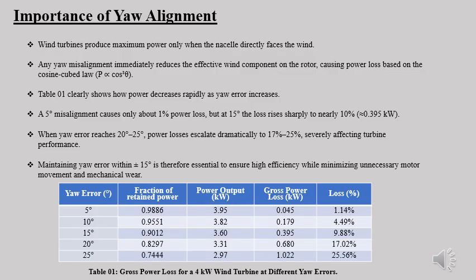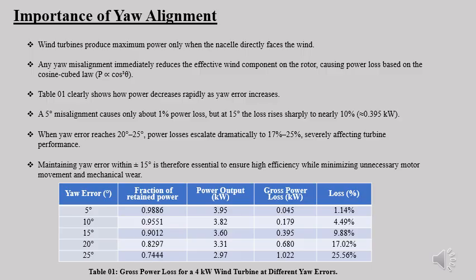Moving on to the importance of air alignment, this slide explains why keeping the turbine facing the wind is critical for power generation. A turbine delivers its maximum output only when the nacelle is directly aligned with the incoming wind. Even a small misalignment reduces the effective wind component hitting the rotor, and the power loss follows the cosine cube law. As Table 1 shows, the loss increases very quickly as wind error grows. At 5 degrees, the power drop is only about 1%, but by 15 degrees, it rises sharply to nearly 10%.